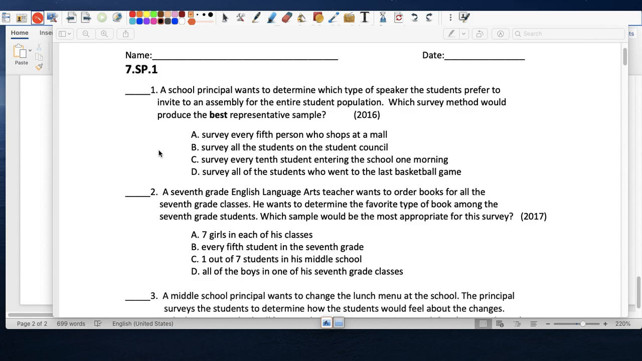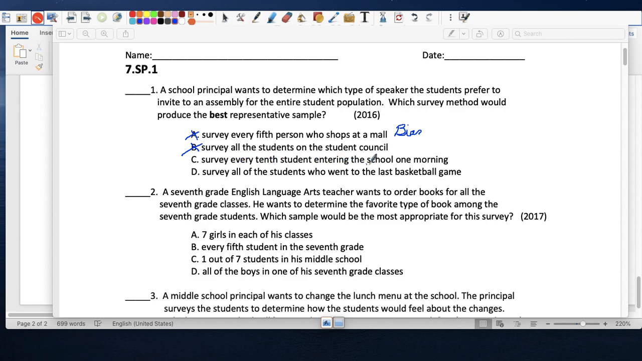Survey every fifth person who shops at a mall. Survey all the students on the student council. Survey every student entering the school one morning. Every 10 students, I'm sorry. And survey all the students. So again, there's a little bias here. People at the mall have nothing to do with the school, so this is gone. Students on the student council, I don't think they represent the whole school, so that is gone too.